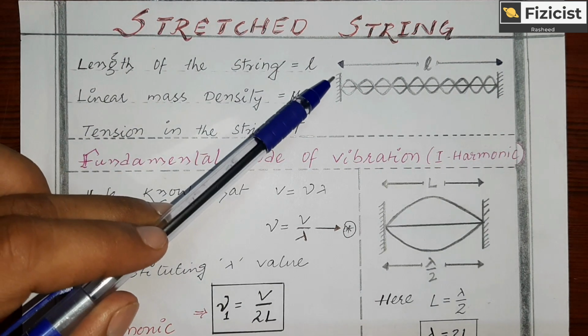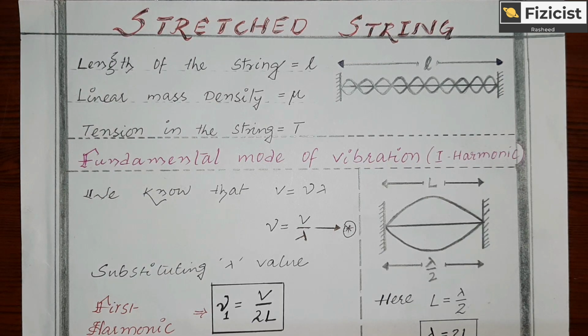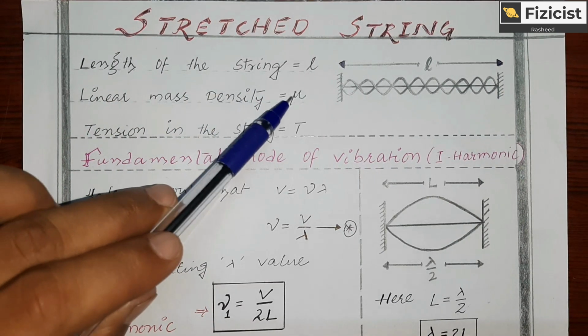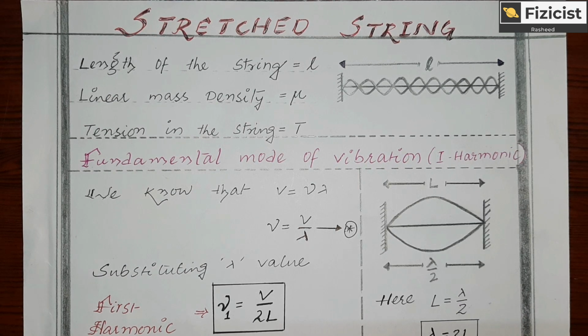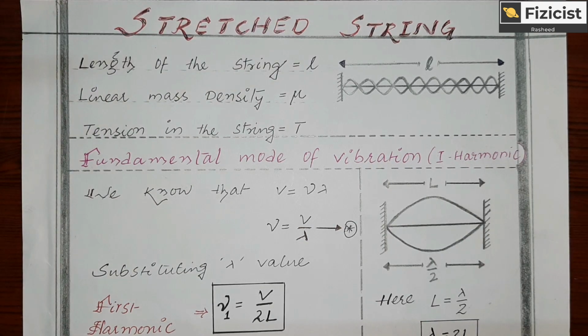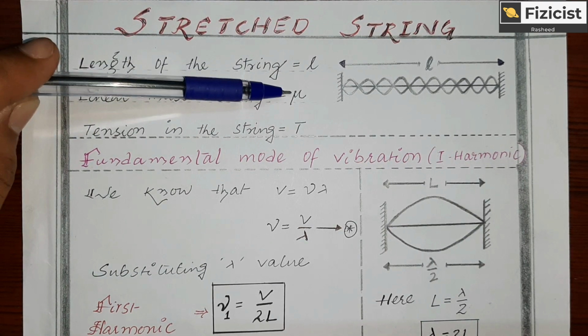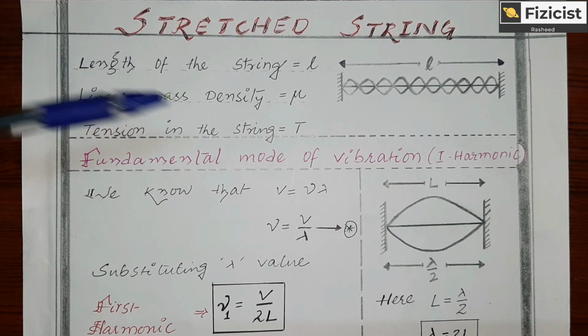So this is my string of length L and whose linear mass density is mu. Dear friends, linear mass density explains how much mass is present in a given length. It gives an idea about the thickness of the wire. Now, the length of the wire is L and its linear mass density is mu, and it is stretched under a tension T.